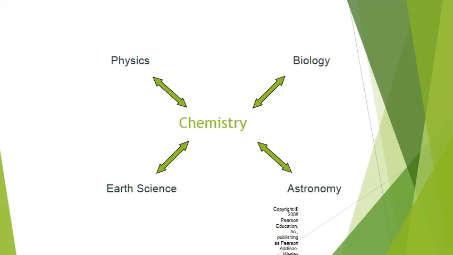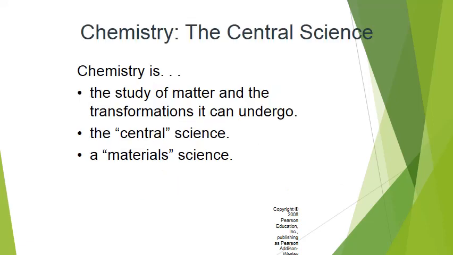Without chemistry, a lot of our modern world would not be possible. So chemistry really does inform various branches of science. Sometimes it's called the central science, because really none of the others can exist without atoms, and atoms are one of the main focuses of chemistry. So it's a materials science.